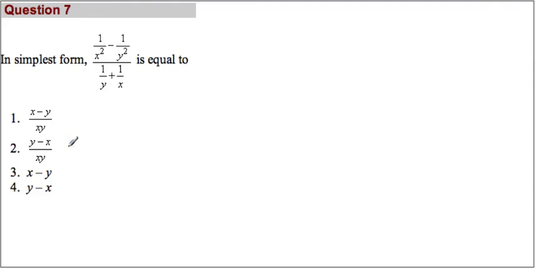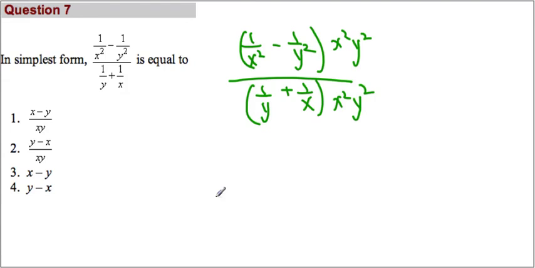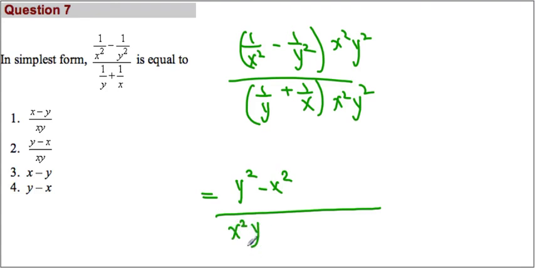Alright, let's look at number 7. 1 over x squared minus 1 over y squared, entire thing over 1 over y plus 1 over x. So once again we are multiplying top and bottom by x squared y squared. And from here, x squared cancels out. We are left with y squared from the first term, and then in the second term y cancels out. We only have x left, minus x squared. How about here? Since one of the y's will cancel out, then we have x squared y plus, same idea, x y squared.